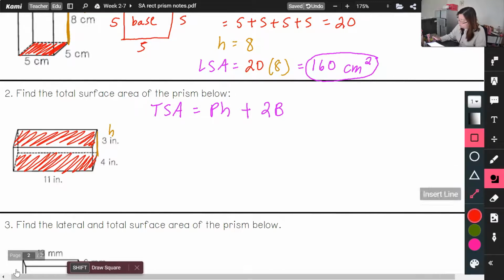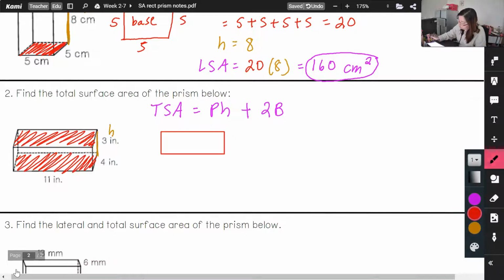I'm going to use the rectangle tool so it looks a little bit neater. Here you go. Here's our base. 11, 4, 11, 4. So step by step, perimeter is 4 plus 11 plus 4 plus 11. 4 plus 4 is 8. 11 plus 11 is 22. 22 plus 8 is 30. The height, we already labeled the height, is 3 inches.